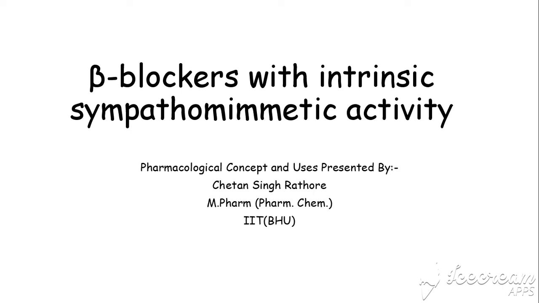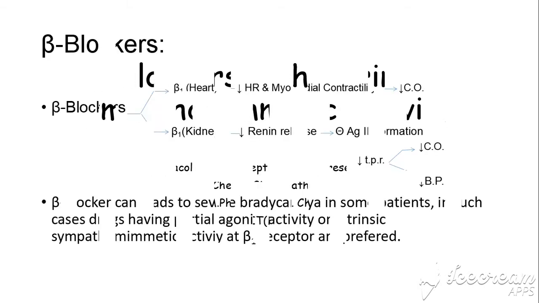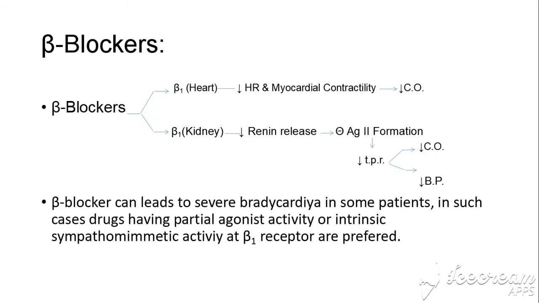Today we will discuss the beta blockers with intrinsic sympathomimetic activity. Before discussing it, we will discuss the general mechanism of action of selective beta 1 blockers. We know beta 1 receptors are present on the heart and kidney.